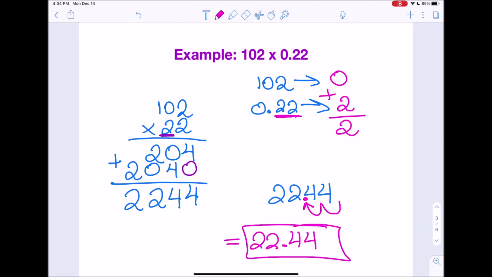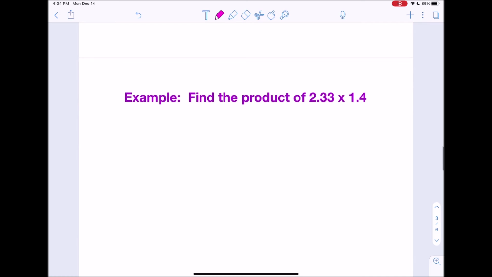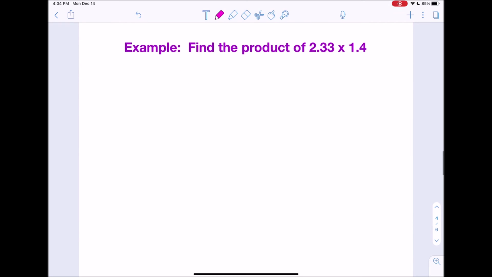Okay, let's try another one. Here is find the product for 2.33 times 1.4. So we're going to do this the same way. Remember, first we have to change them to whole numbers. So 2.33 is going to become 233. 1.4 is going to become 14. All I did was remove the decimal to make them into whole numbers. Now we multiply like normal.